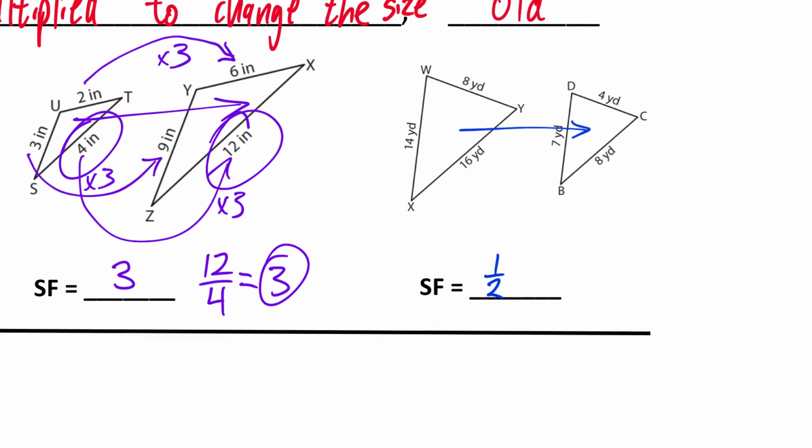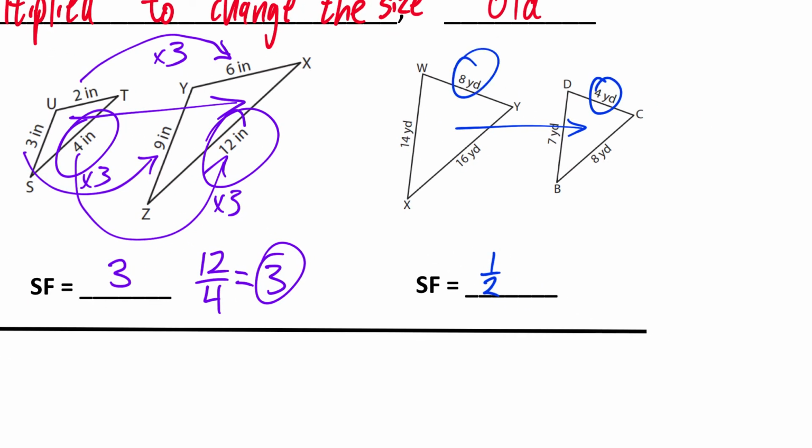Now, I want you to think about it like this again, okay? So if we have new over old, if I put the new of 4 over the old of 8, 4 over 8 simplifies to 1/2 or to 0.5, however you want to look at it.